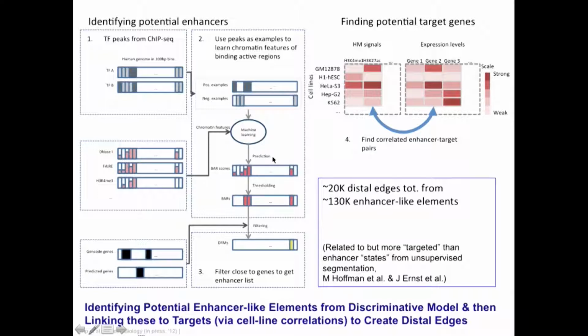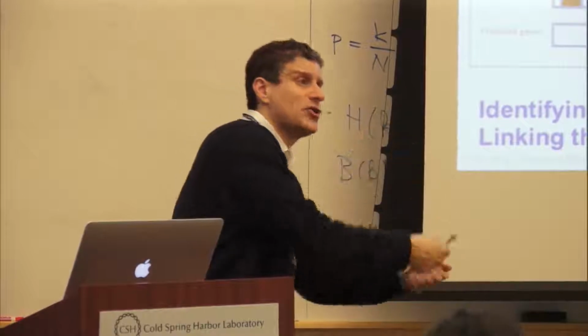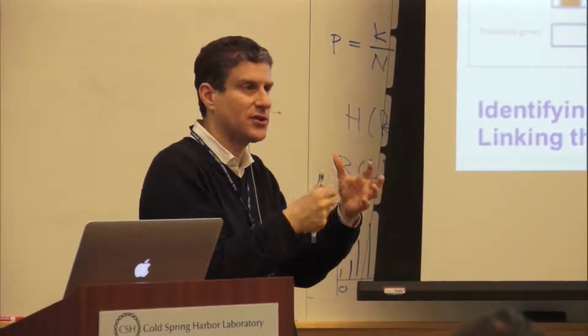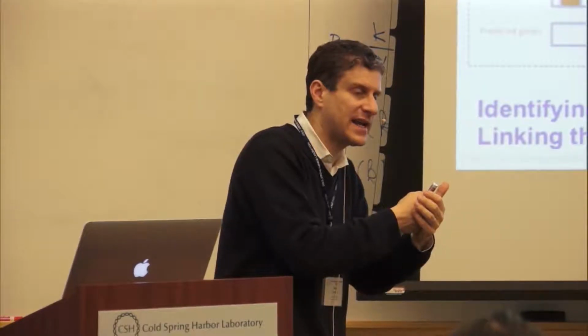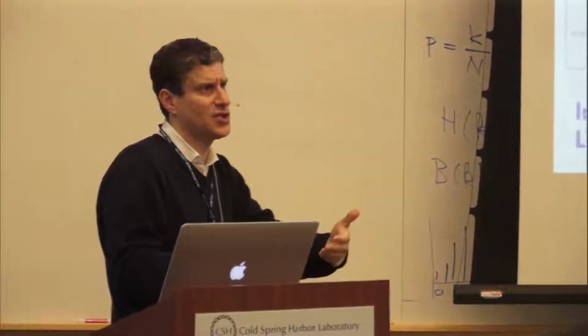Now we take that chromatin model and we go out and look for other regions, which we call binding active regions, that are away from genes. These regions might or might not have a lot of transcription factor binding, but they have the chromatin characteristics of enhancers. Then we look at whether there's at least one transcription factor binding in that region. So now we have a putative enhancer, with a transcription factor binding to it.